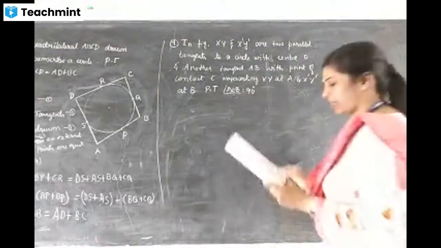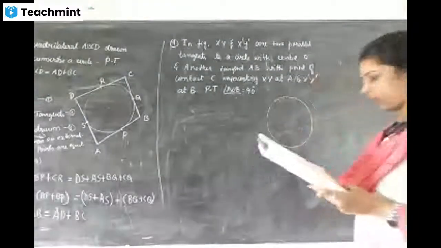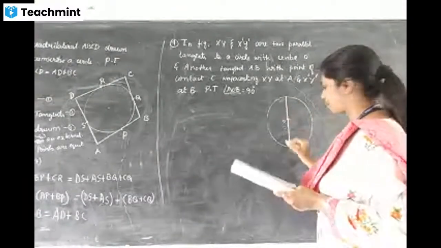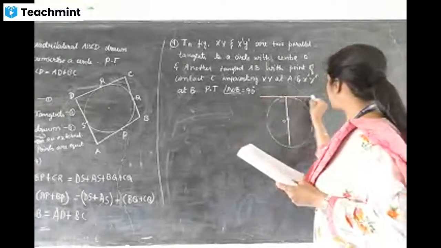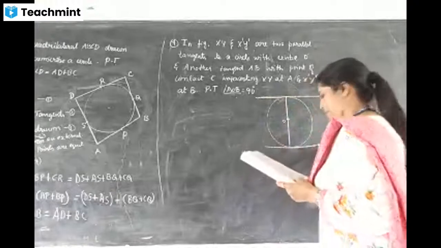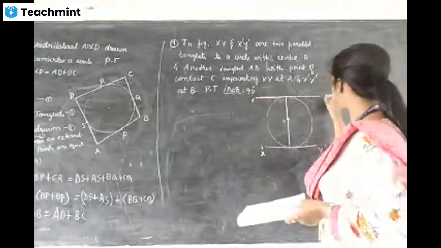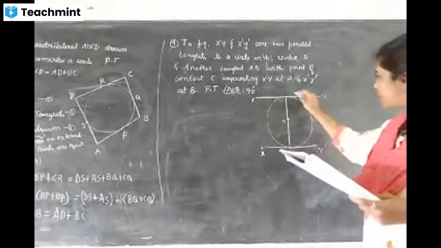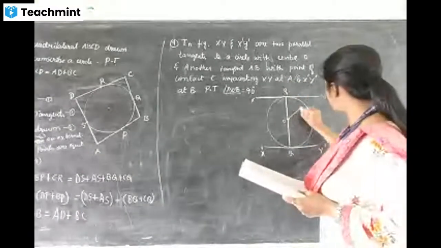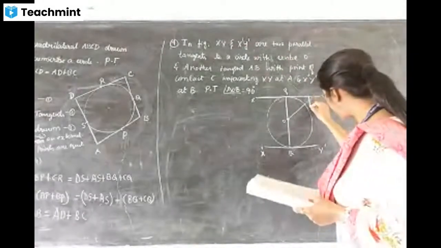Diagram is given. There are two tangents. One is XY. One more is X dash Y dash. Okay. This is P. This is the line Q. We must take this one out. Wait. Here one line we have to draw.